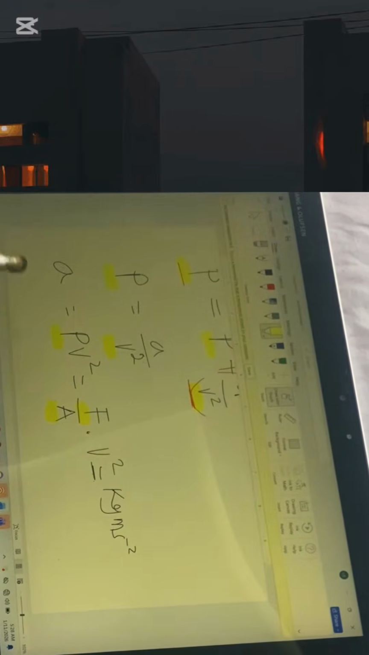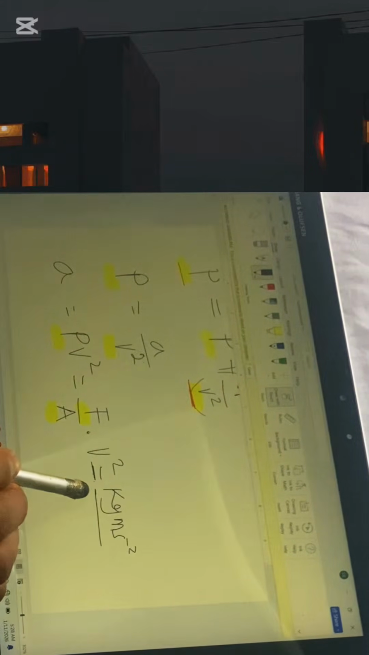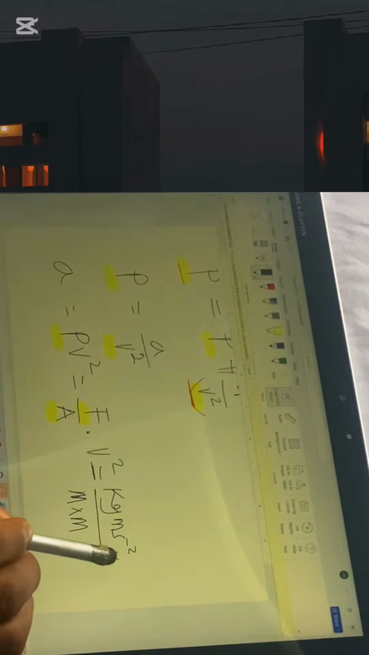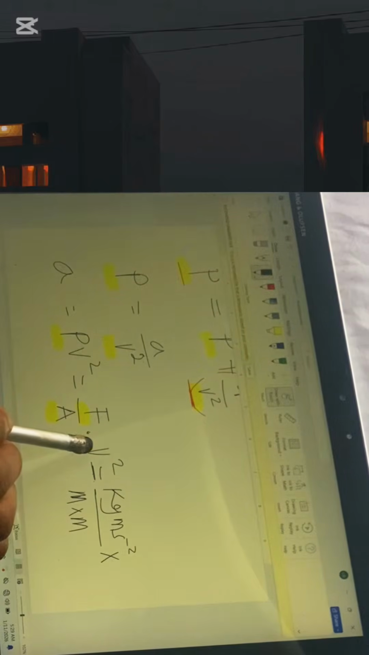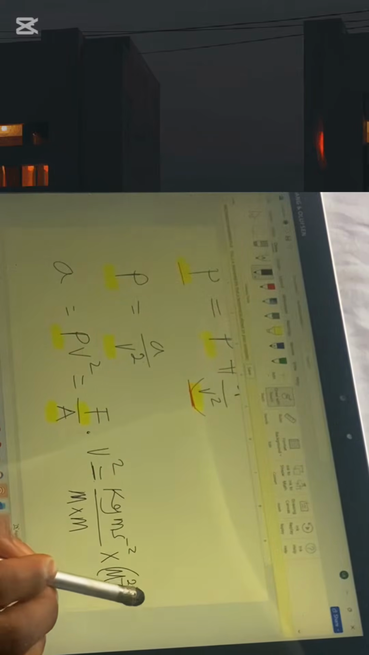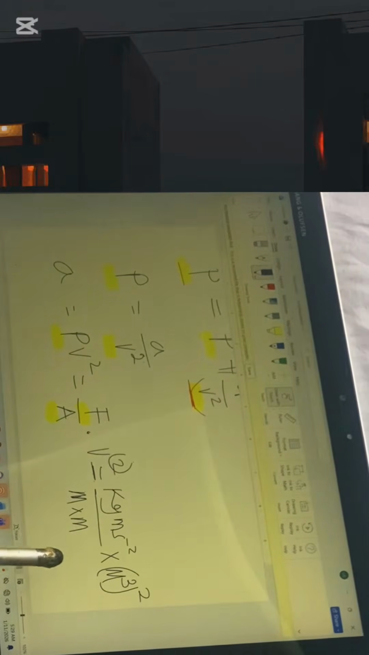While for area, area is length times breadth, and breadth and length fall under distance. So I'm going to have something like this, over meter times meter. Breadth is meter, length is meter, times volume, which is meter cube. So this is going to be meter cube, squared. The square is as a result of this one here. Please take note. So class, when we simplify this here, we'll have something like this.